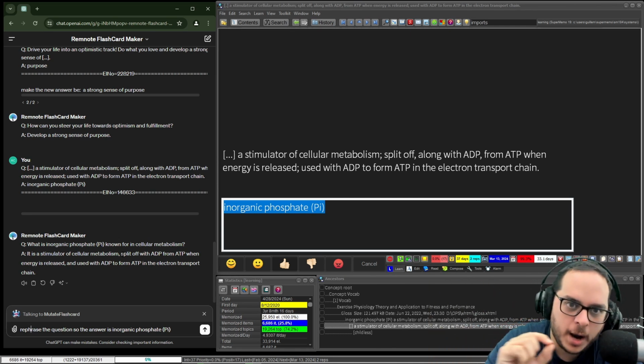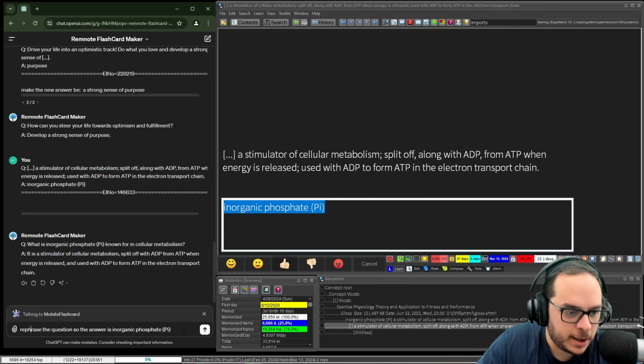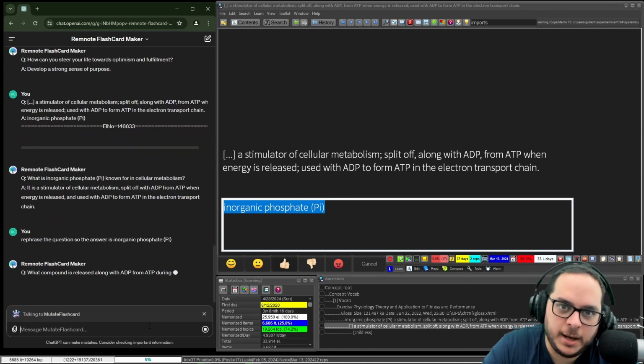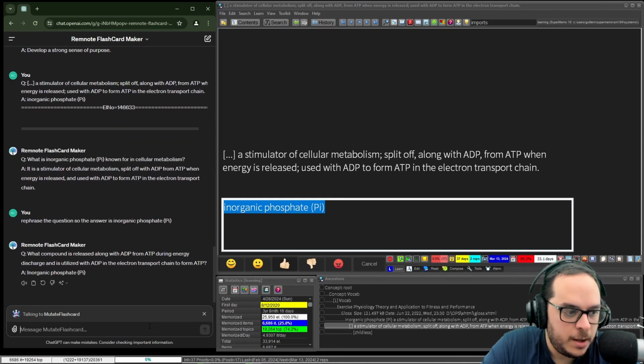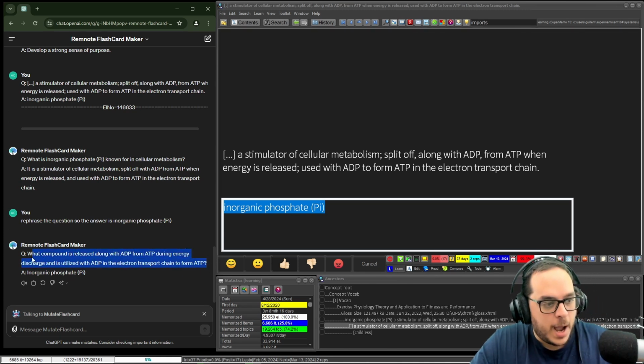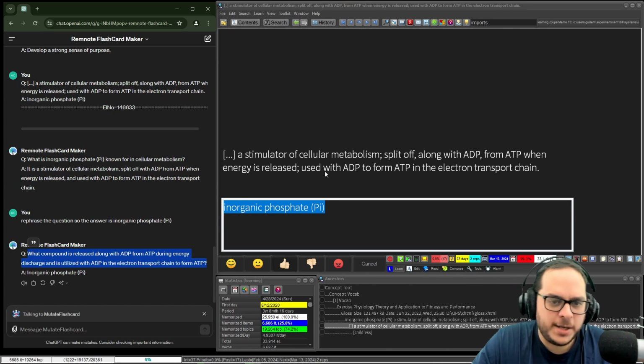In this case, no, I want the answer to be inorganic phosphate. So only the question gets modified. I like this better: what compound is released along with ADP from ATP during energy discharge and is utilized with ADP in the electron transport chain from ATP? It's still kind of lengthy. I could say that there are like two questions embedded.